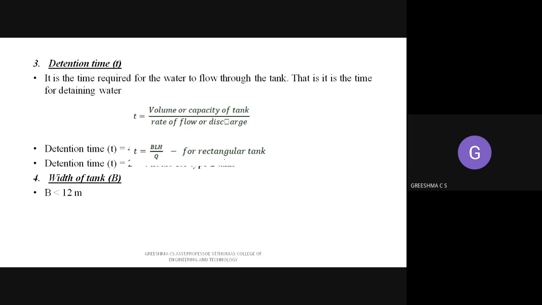Next one is width of the tank. The width of the tank should normally be kept less than 12 meters. Next one is length of the tank. Length of the tank is normally taken as 1 to 6 times the breadth. Next one is horizontal flow velocity, which is taken as L divided by T, that is length of flow divided by detention time.